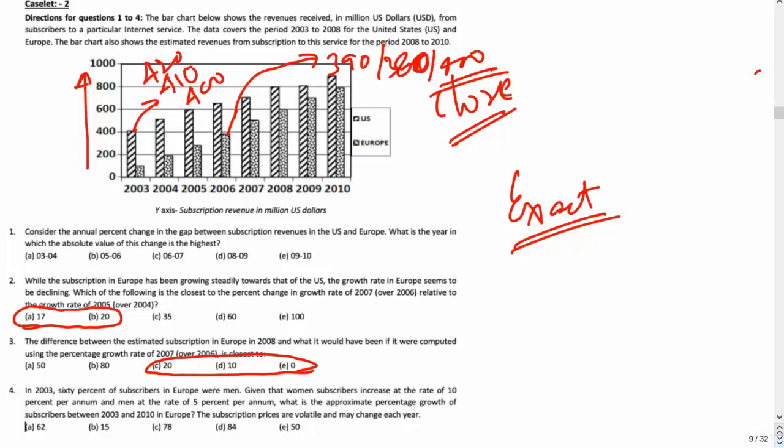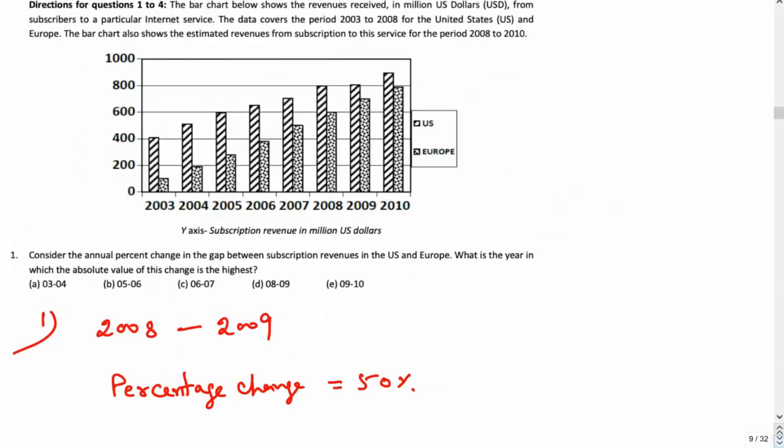If you look at the very first question, the correct answer is 2008, 2009, D is the right answer for that. How will you do it very quickly and very directly? What are they asking you? They are asking you to consider the annual percentage change in the gap between subscription revenues in the US and Europe. Basically, this gap is what you have to consider. They are asking what is the year in which the absolute value of this change is the highest.